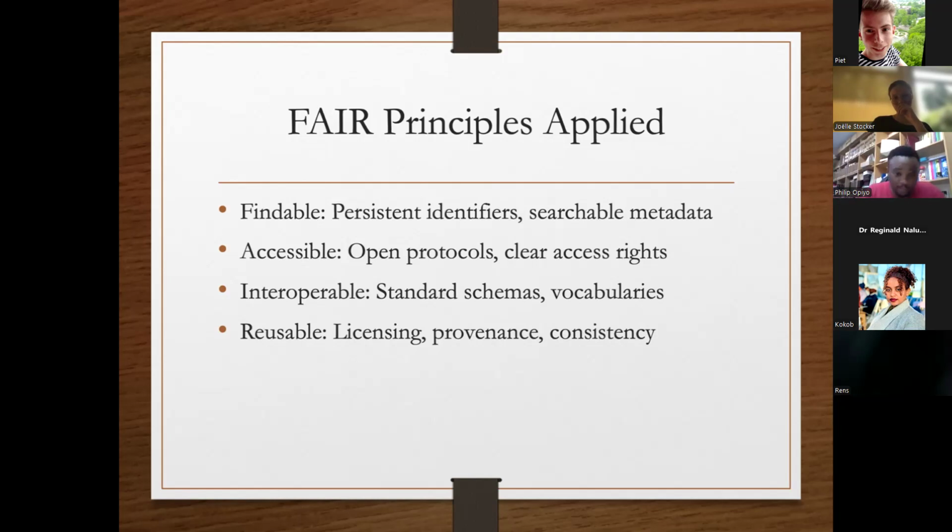Now, let's go to reusable. This is where the licensing and provenance consistency also applies. Now, in this place, the goal is to ensure that metadata is rich and clear enough to be reused in different contexts by different users, okay? And it also provides detailed provenance information, like who created it, when, under what conditions these files or data were created. And then a good example in this area also is a research data package that includes clear documentation of methodology.